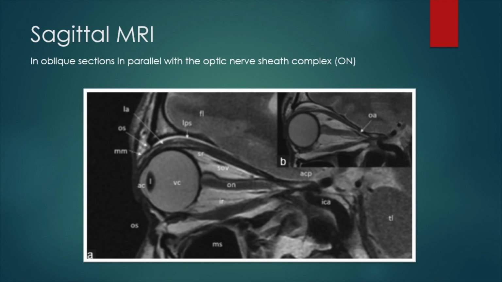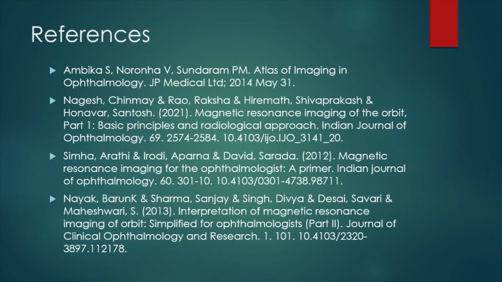This is the maxillary sinus, and this internal carotid artery. This is the temporal lobe, and superior rectus muscle from here, inferior rectus muscle, and superior ophthalmic vein. So these are my references.